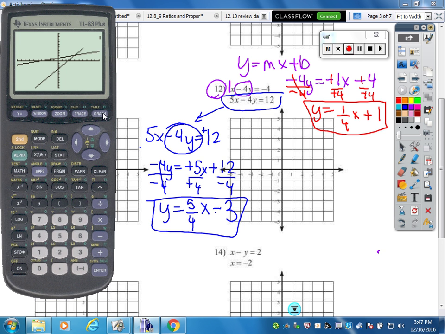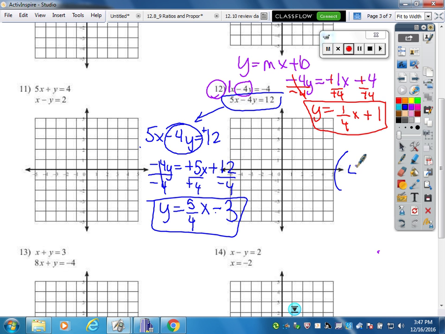And then I see the answer right there. I'm going to hit second trace. I'm going to find the intersection, so option number 5. I'm going to hit enter through these options. So enter, enter, and then one more enter to make it actually tell us. And so the point of intersection there is 4, 2. Let's find it, 4, 2.